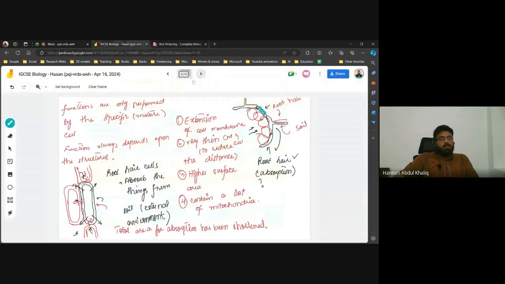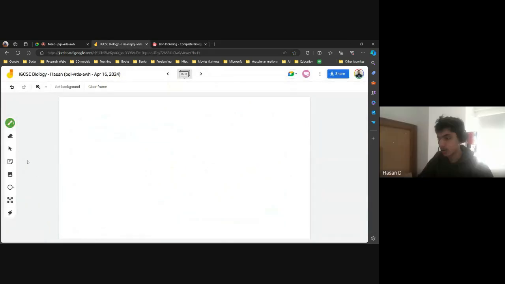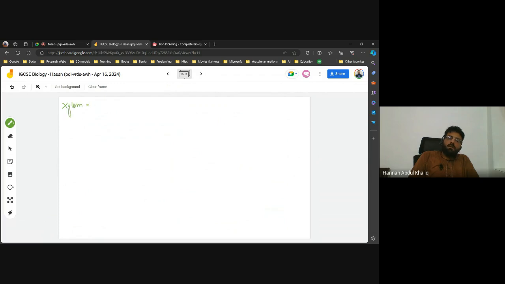Now, do you know anything about the xylem? No. Okay, xylem is a part of plant essential for water conduction in plants, right from roots to leaves and every other part.